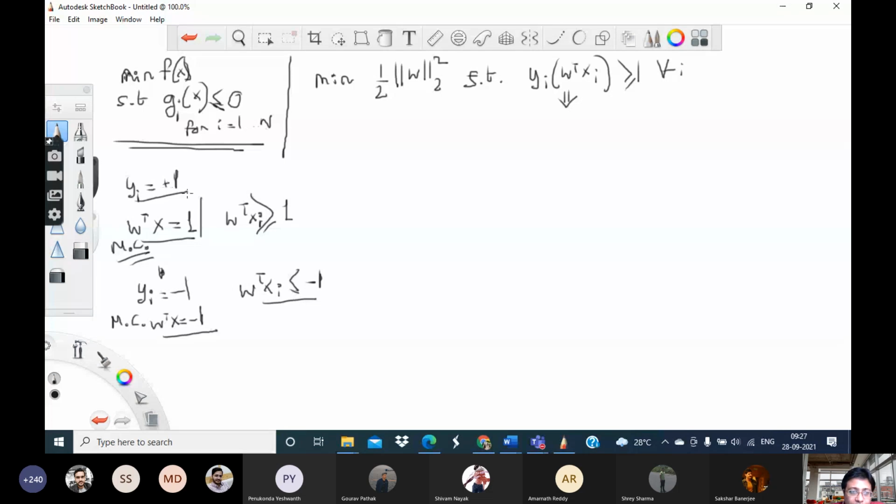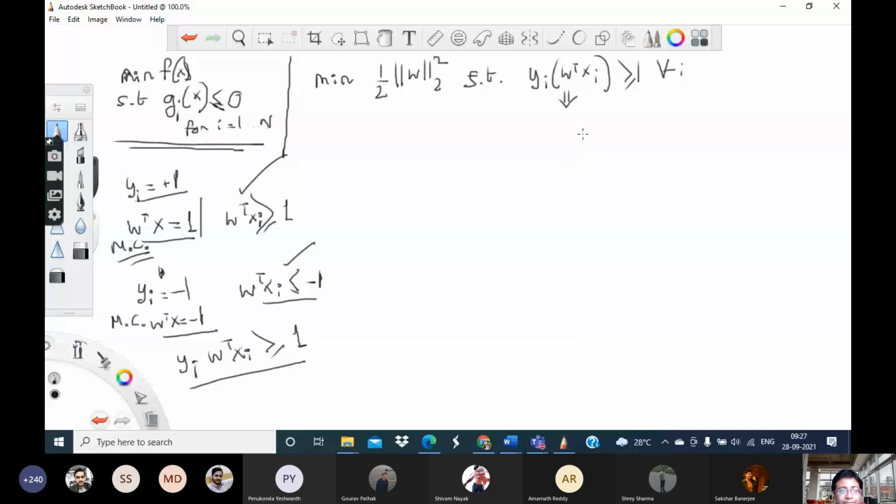For yi equal to -1 points, this has to be satisfied for correct classification. So be it +1 or -1, if I say the criterion yi times w transpose xi is greater than or equal to 1, you will see that both are taken care of. If yi is equal to 1, then this is satisfied. If yi is equal to -1, then this is satisfied. You put the value of +1 here, you get this directly; you put -1 here, you get this one, right?